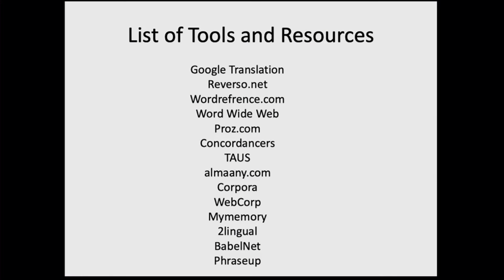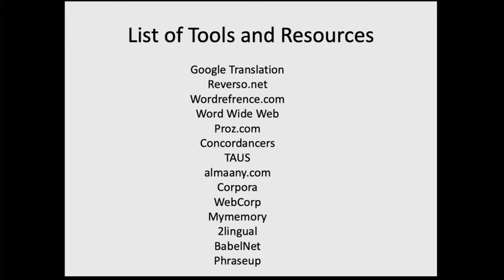For example, you have Reverso. I think some people who are interested in translation practice know about Reverso. I use Reverso, I use Google Translation, I use all of these tools to improve my product and also to have everything done quickly. Yeah, quality and speed together.